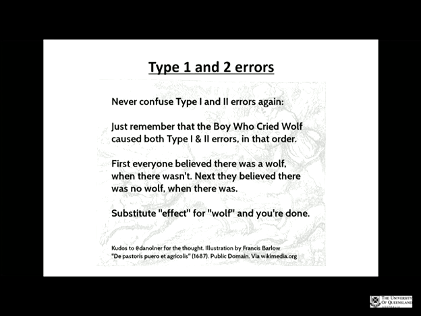So most of you will know the story of the boy who cried wolf. He said, there's a wolf, and there wasn't a wolf. And then eventually there was a wolf. He said, there's a wolf, and no one believed him. So the first time, when everyone believed there was a wolf and there wasn't, that was a type 1 error, okay? And then the next time, when they believed there was no wolf and there was a wolf, that was a type 2 error, okay? So as long as you substitute effect for wolf in that sentence, you won't confuse type 1 and type 2 errors.